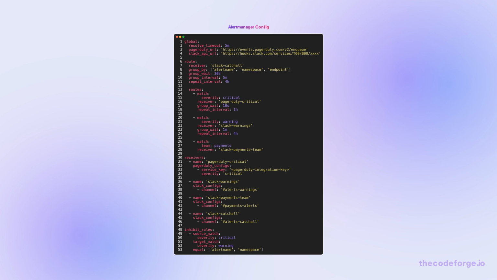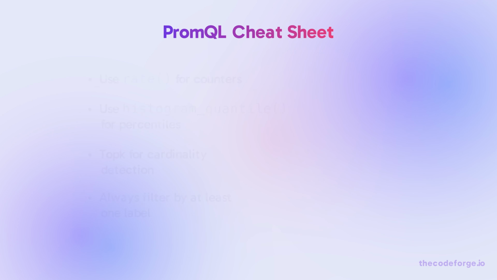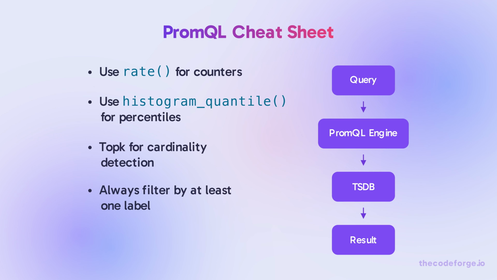This Alertmanager configuration routes critical alerts to PagerDuty with a short group wait, warning alerts to Slack, and team-specific alerts to their own channel. Inhibition rules suppress warnings when a critical alert for the same service is firing. PromQL is the query language for Prometheus.